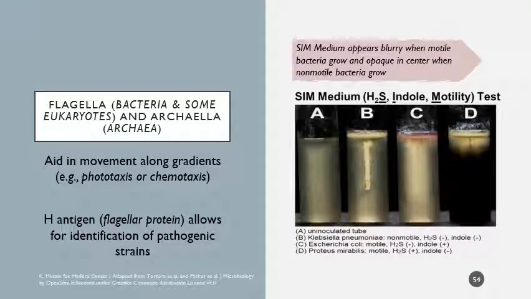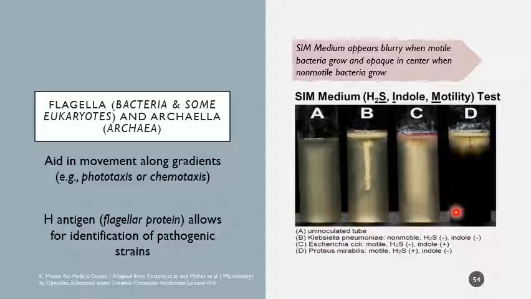We can detect whether motility is happening at all by growing bacteria inside of a special motility agar. This is called SIM medium. It detects the production of hydrogen sulfide, indole, and motility. We'll get more into those in week 3. If it's blurry like this, it means that the bacteria can move around. If the bacteria is all clustered in the middle, it means that it cannot move around. And we see that this one is non-motile.